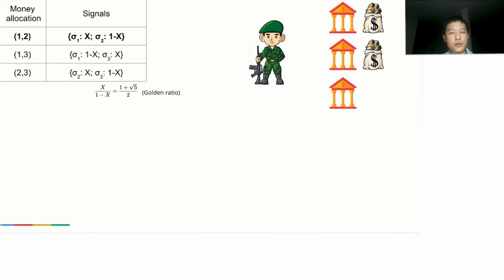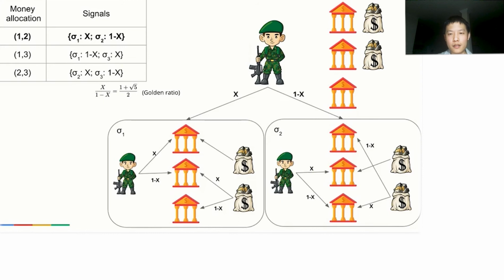Okay, back to our example. So suppose the realized state of nature is 1, 2. So basically, these 2 bags of money are allocated to the first 2 banks. Then the soldier will invoke the signaling scheme. So with probability x, the soldier will act as if the signal is sigma 1, so that the soldier will defend the first bank with probability x, and then defend the second bank with probability 1 minus x repeatedly. And with the remaining probability 1 minus x, the soldier will act as if the signal is sigma 2, so that the soldier will defend the second bank with probability x and defend the third bank with probability 1 minus x.